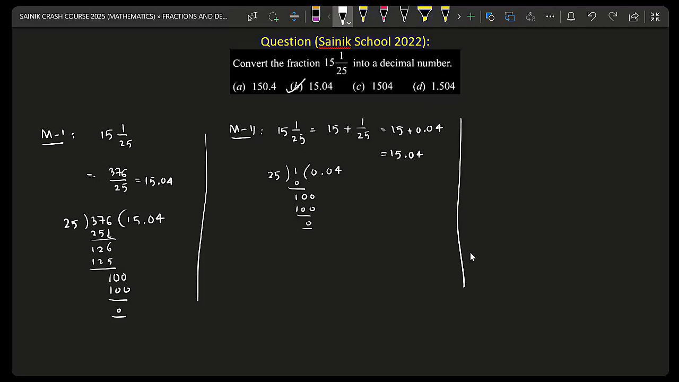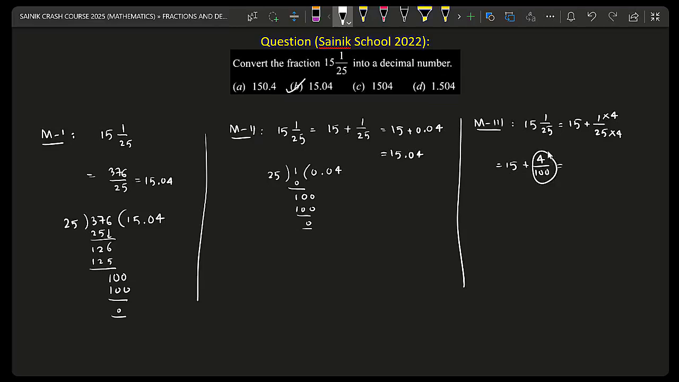Now method number 3, what Abhiday said is the best possible method for this. That is 15 1 by 25. You make 15 separate, 1 by 25 separate, and then you think, can I convert this 25 into any 10 power? Yes, we can do that. 25 can be converted into 100 by multiplying by 4. So into 4 you have to do, into 4 you have to do. So that is 15 plus 1 into 4 is 4, 25 into 4 is 100.